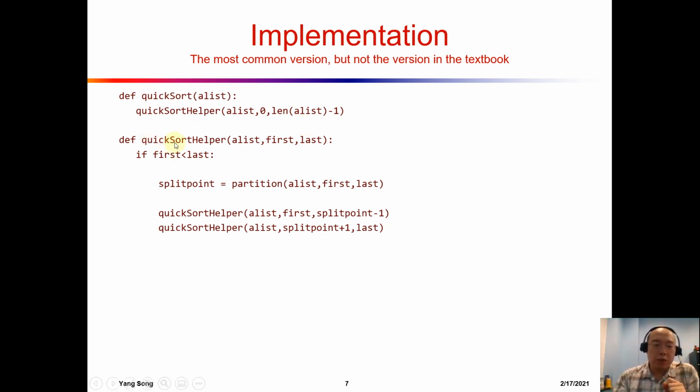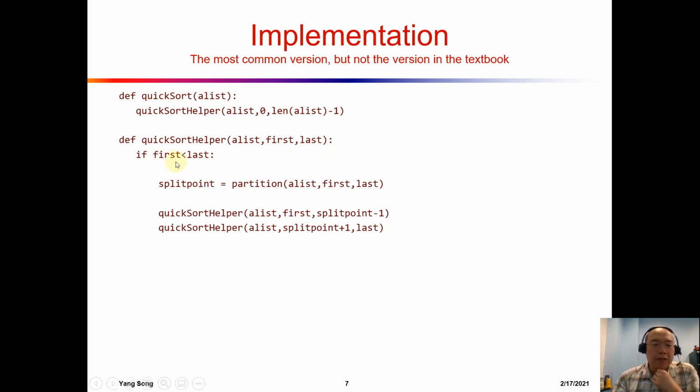For this quicksort helper, the first call will be the list, and then start from the very beginning, which is index 0. By the way, this is the implementation in Python. So we start from the lower bound, which is index 0, and the upper bound, which is the length minus 1, so we want to sort the whole list. Then for the quicksort helper, we send a list, and then the first and the last, which are the lower and the higher bounds of the range to be sorted.